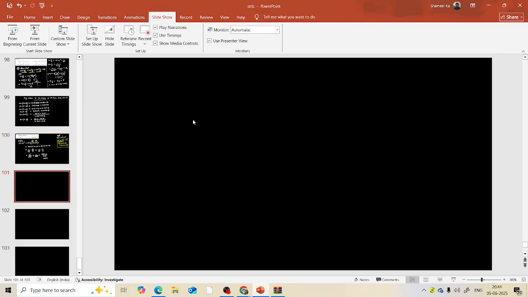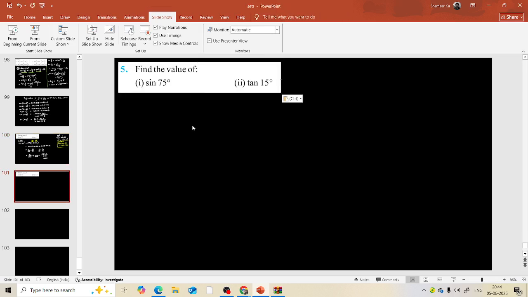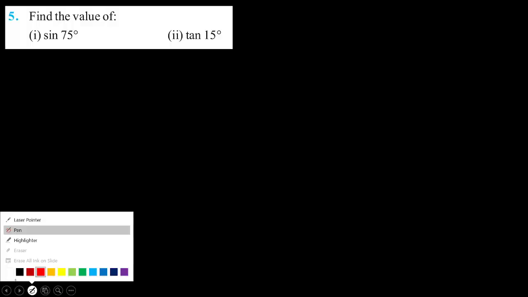The next problem I am going to discuss, the second one, tan 15 degree. First of all, the formula you have to understand. Tan 15 degree. I told you that if there is any question involving 15 degree, it can be written as 45 minus 30. Whether it is sine 15, cos 15, whatever, 15 degree can be written as 45 minus 30.